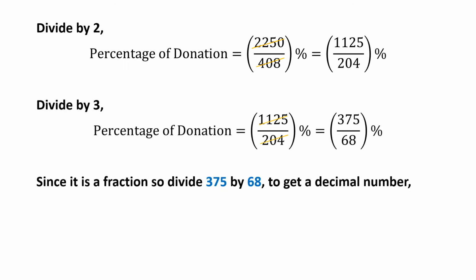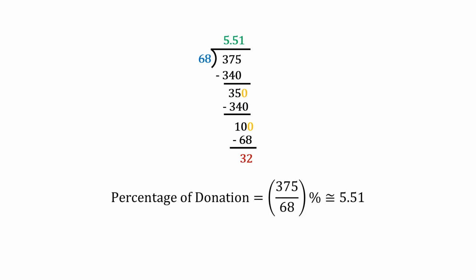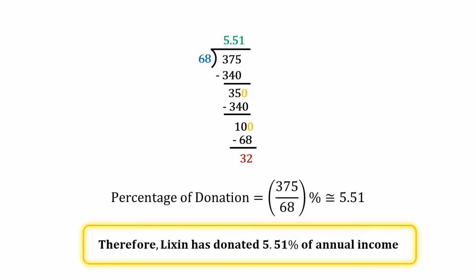Now simplify the fraction as shown. After simplification we have 375/68. Since it is a fraction, so divide 375 by 68 to get a decimal number. By dividing 375 by 68 we have 5.51, therefore, Leixin has donated 5.51% of annual income.